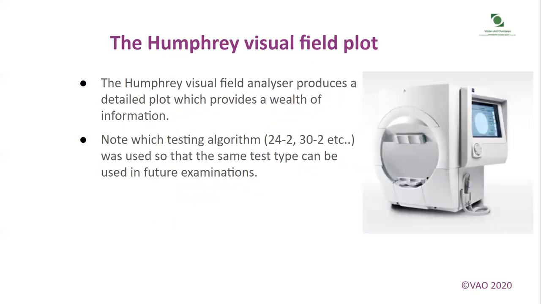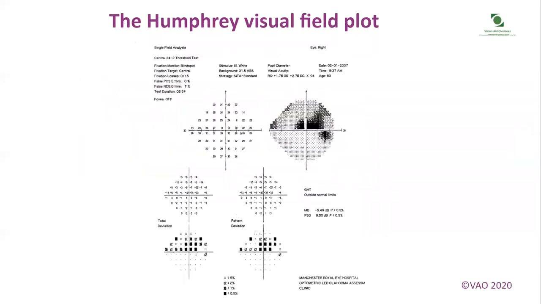The Humphrey Visual Field Plot. The Humphrey Visual Field Analyzer produces a detailed plot which provides a wealth of information. Note which testing algorithm, 24-2, 30-2, etc., was used so that the same test type can be used in future examinations. This is a typical report following a Humphrey visual field test.